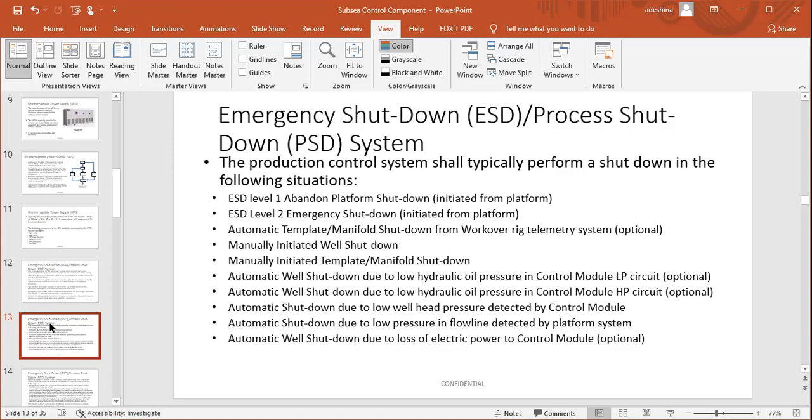Yes, sir. Since the Christmas tree sits on your well also, your Christmas tree is also the device that allows us to carry out what we call re-entry into the well, because it is the cap for your well. So it is from your Christmas tree that you can carry out intervention work, that you can carry out workover operations on a particular well.